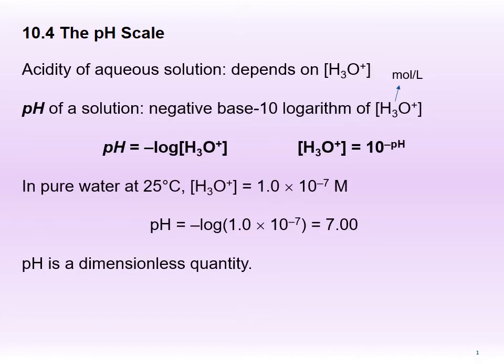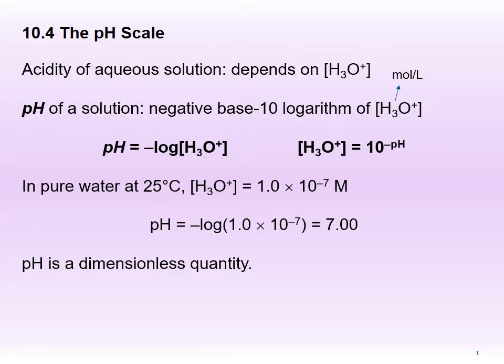The acidity of an aqueous solution depends on the concentration of hydronium ions. The pH of a solution is defined as the negative of the logarithm to base 10 of the hydronium ion concentration in moles per liter, or in moles per dm cube, or molar. The formula is pH is equal to negative log hydronium ion concentration.